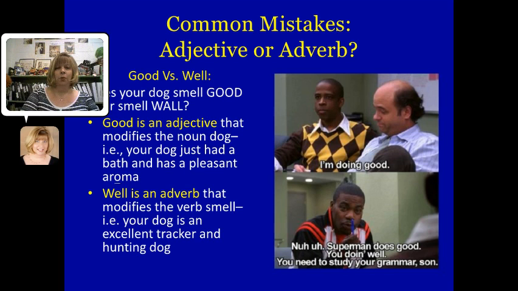But if you want to use well in the adverb form to say how the dog performs the action, my dog smells well, you're saying that your dog is a really good tracker, that if you gave your dog something to smell, it could follow a trail really excellently well. It would be a great crime scene dog. So if you're trying to describe how some action was performed, make sure that you're using well. And if you're trying to describe a noun, then you use the idea of good.